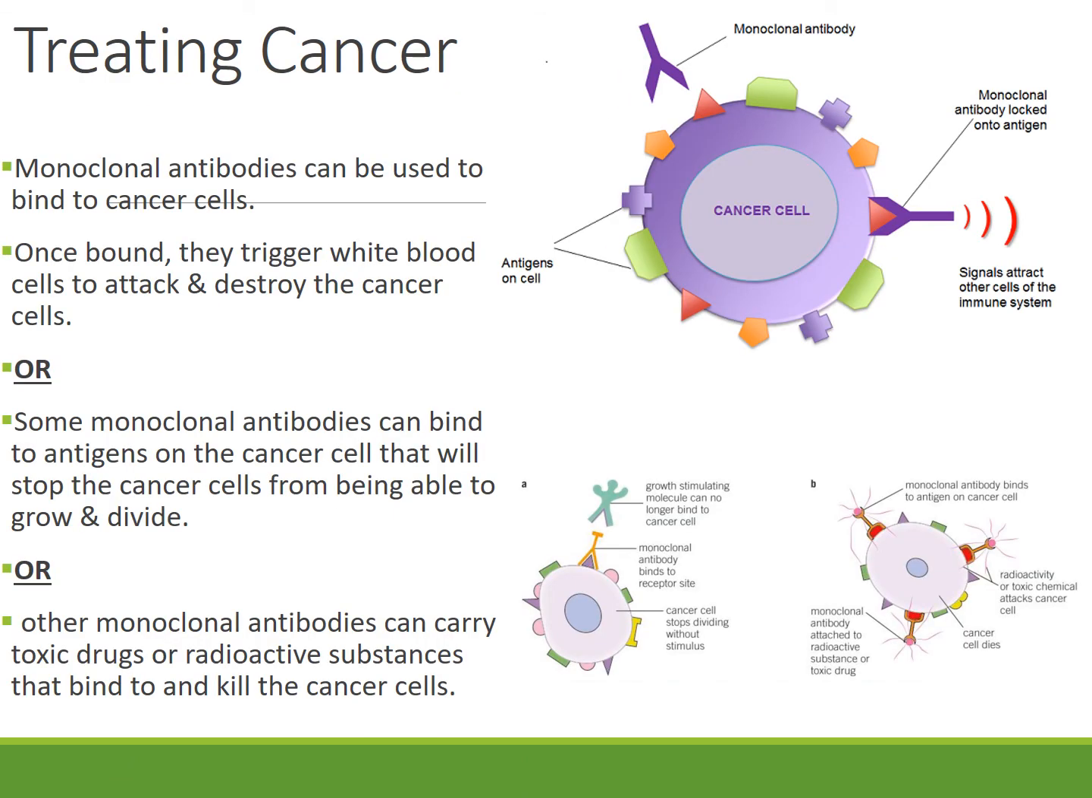We've already spoken about treating cancer. So this is a monoclonal antibody. These are the antigens on the outside of the cell. So they can be used to bind to cancer cells, and once they've bound to them, they attack and destroy the cancer cells. So they can either put something inside the cancer cell, or they can stop the cancer cells dividing. They can attract other cells in the immune system, so your immune system will come and fight it by yourself. Or these antibodies can carry specific drugs that go into the cancer cell and cause it to die.